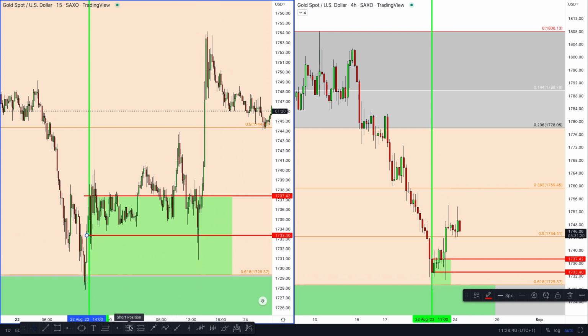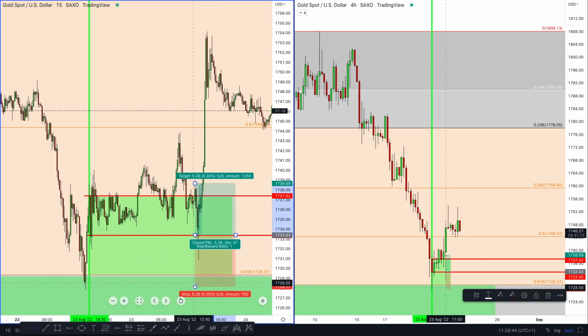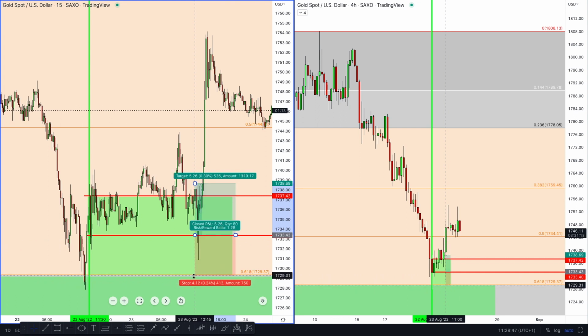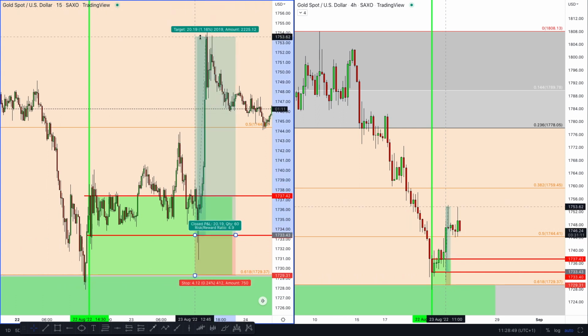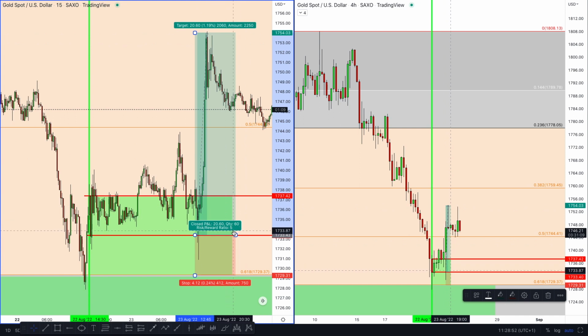And now look at this. Now you would have been able to have a trade from here, stop loss below here, and then you would have been able to take this trade here. Now this trade was a 5RR trade.